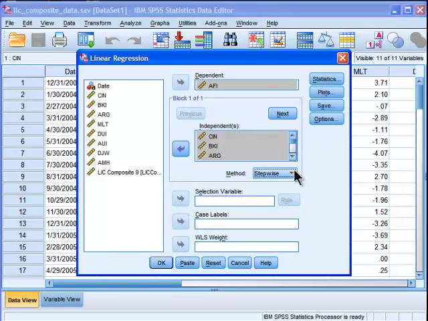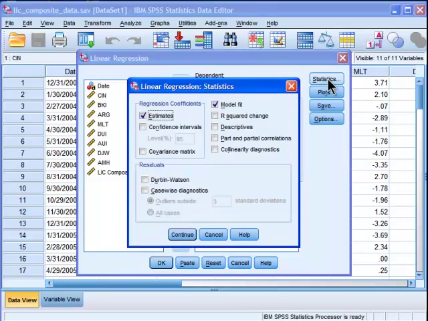Stepwise has its criticisms and critics, but I think it's more to do with how people interpret the results rather than the technique per se. I'll talk about that in a few minutes. So we go into statistics. Defaults are estimates and model fit.